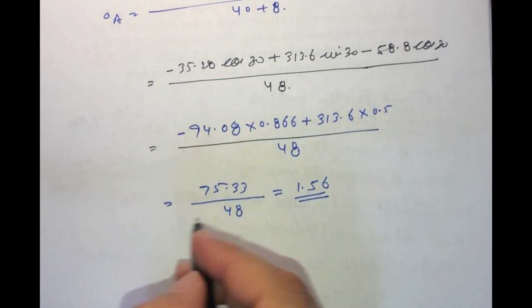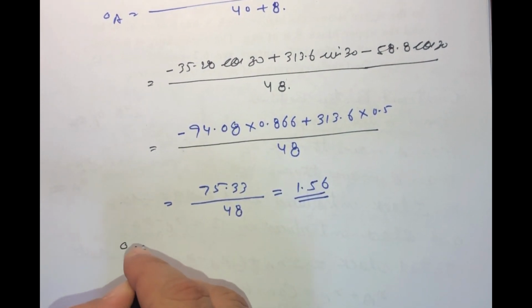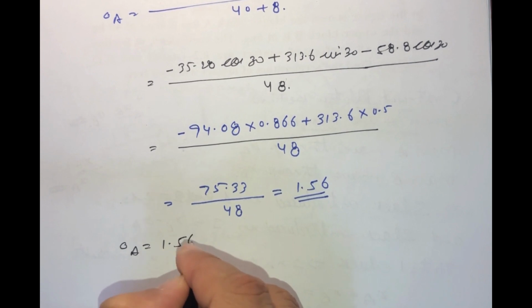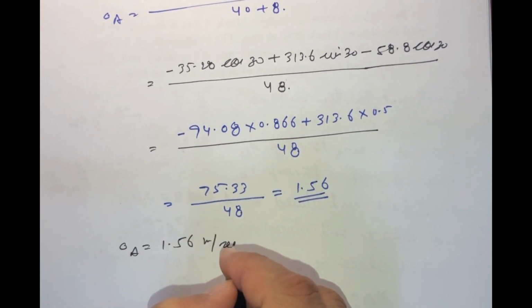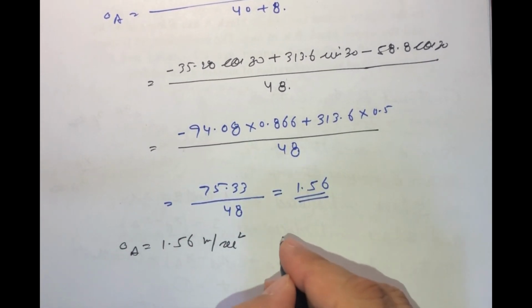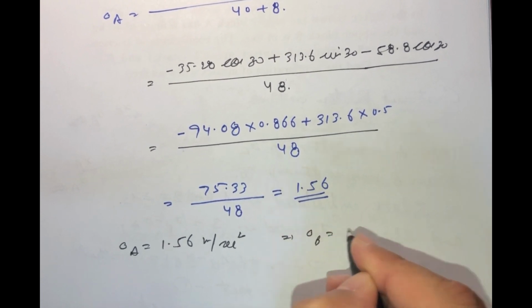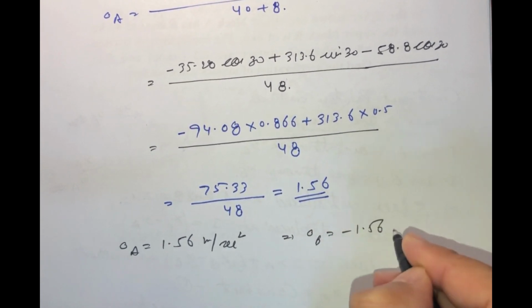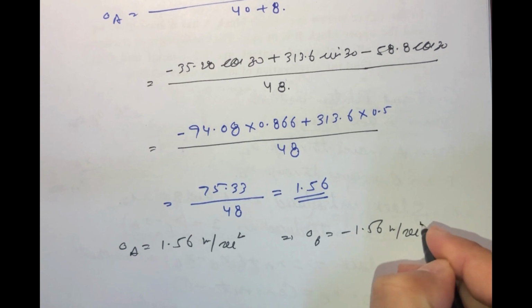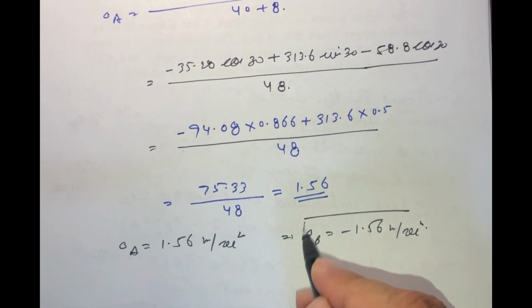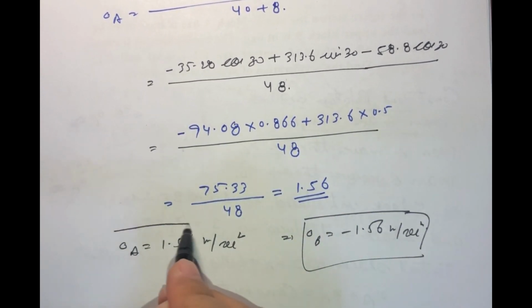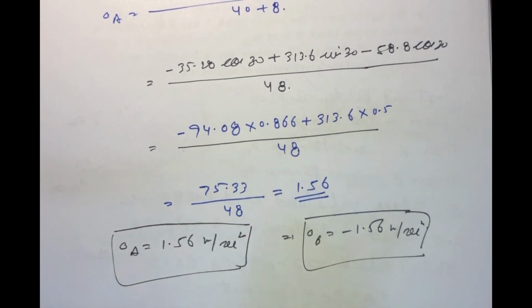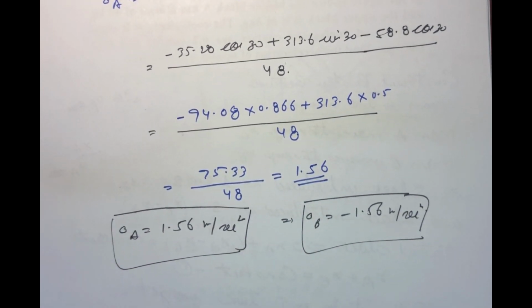So we can say that the acceleration of A is equal to 1.56 meter per second square, and the acceleration of B will be equal to minus 1.56 meter per second square. So this completes the question. Thank you.